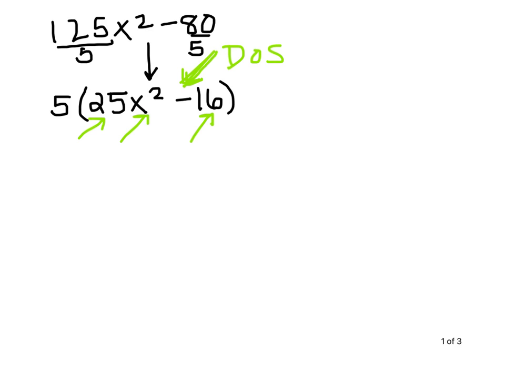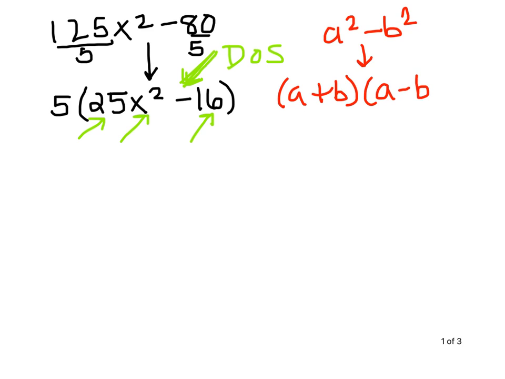And so the rule for difference of squares, which you should definitely memorize, it'll save you a lot of trouble, is that if we have a squared minus b squared, that factors to a plus b times a minus b. And so the goal is to simplify the problem so that we can more easily factor it based on this rule.